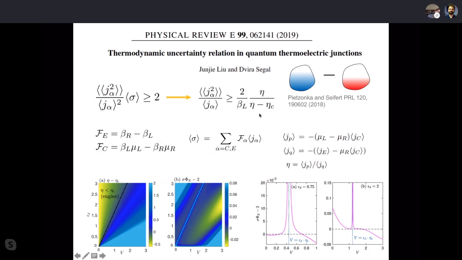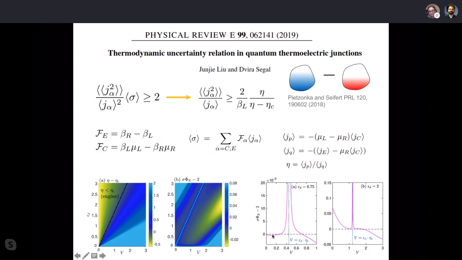So what Junji showed, which was quite interesting, was that first you can see here a regime of violations of this standard TUR. It's actually happening in a regime which is not interesting because the system does not act as an engine here. So when the system acts as an engine, broadly, the TUR is satisfied. So that's one interesting observation. There is a tiny region, I don't know if you can see it here, of violation in the regime when the system does act as an engine, and you can see it here.